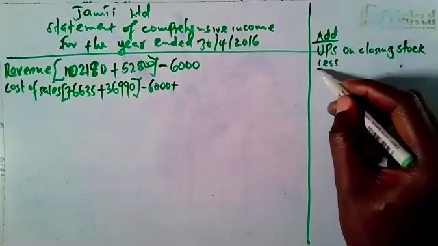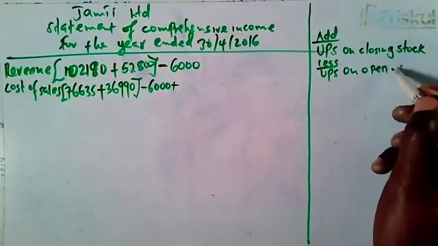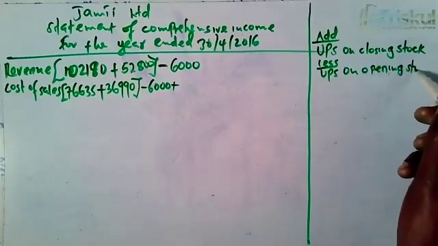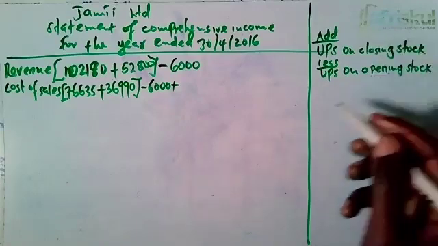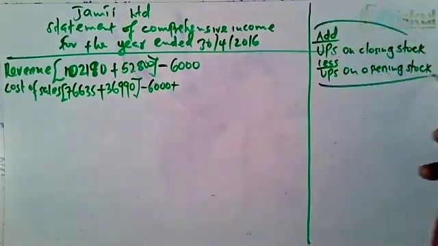Then less UPS on opening stock. So between the two, the only UPS we have, the profit on stock, is for the closing stock, according to note 5, because it's out of the goods which were sold.